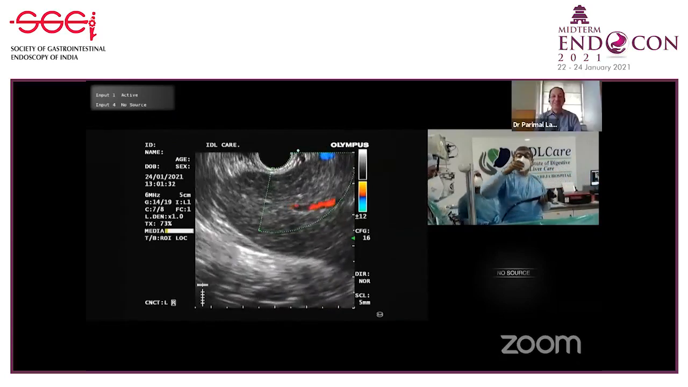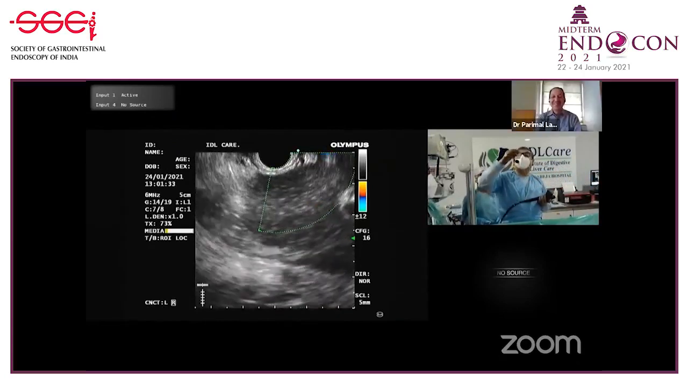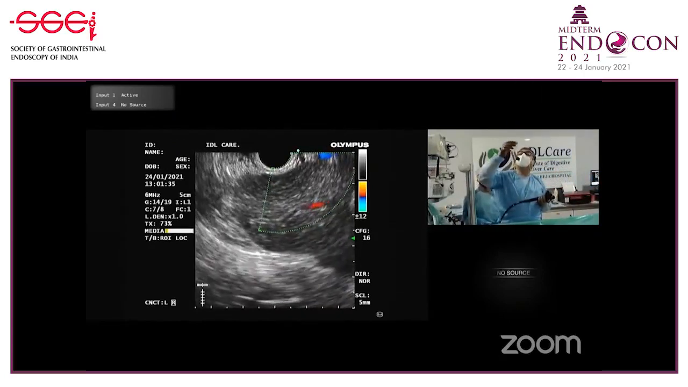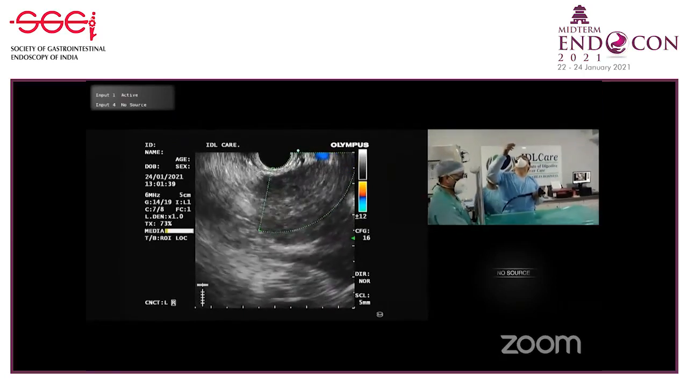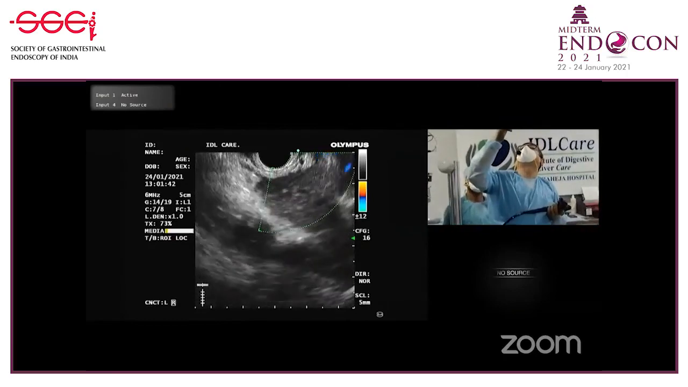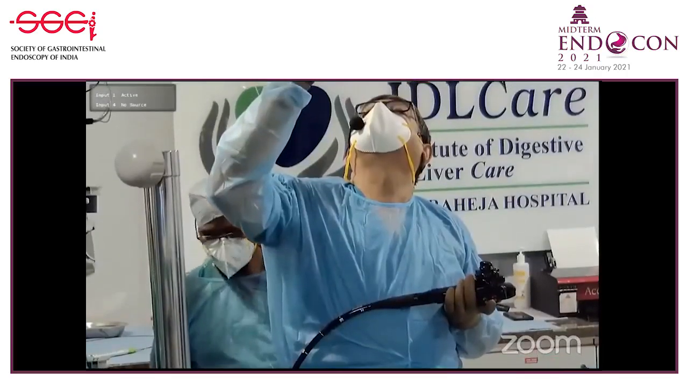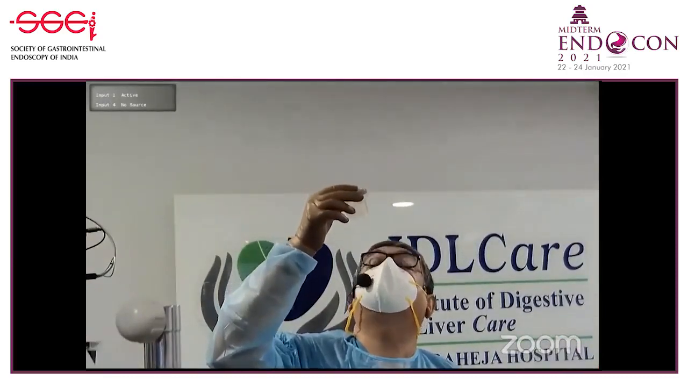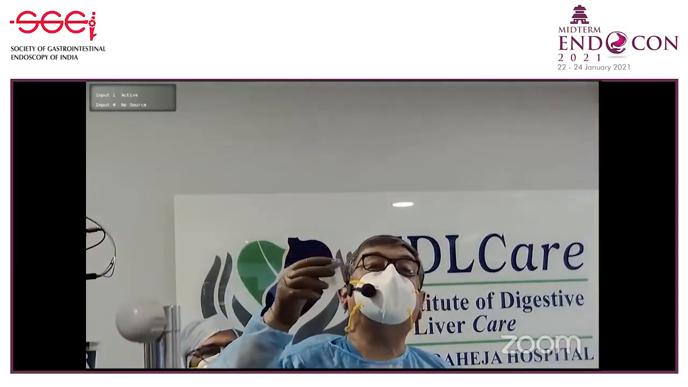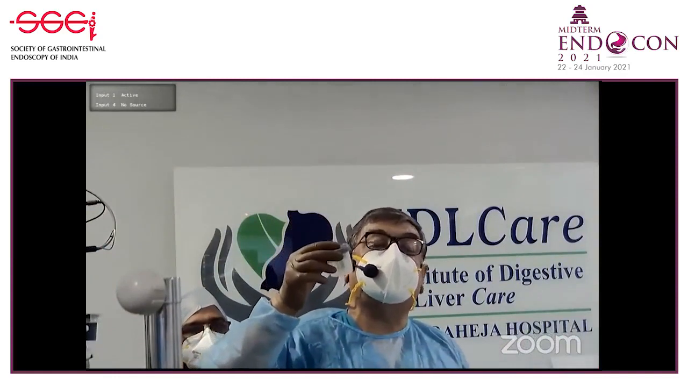You'll have to focus it. Very nice core we have got. It's a beautiful white core. There is absolutely no blood. Actually, there are two cores. One is about 1.2 and one is about 1 centimeter. So excellent tissue we have got. So you can see that the procedure is pretty simple. It doesn't take much time.